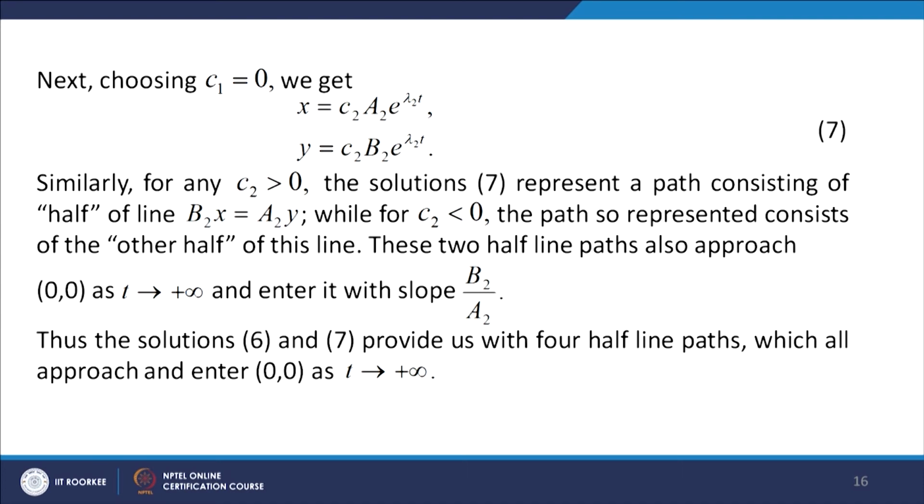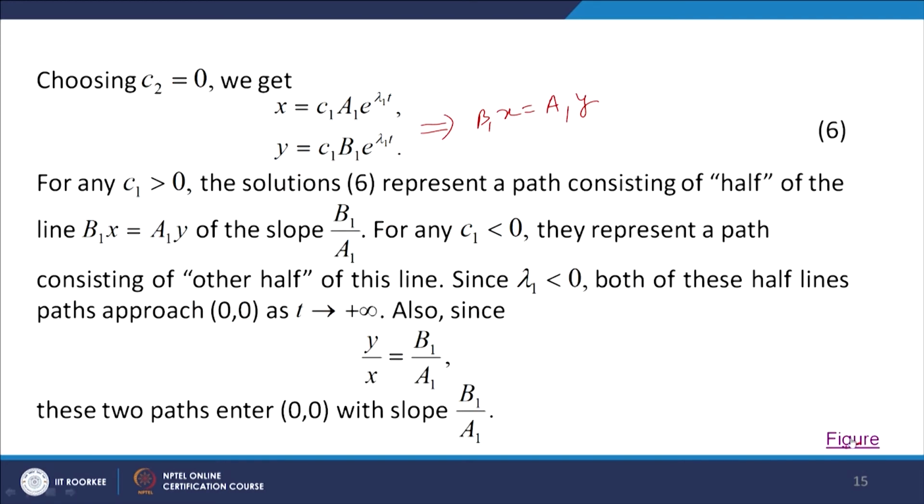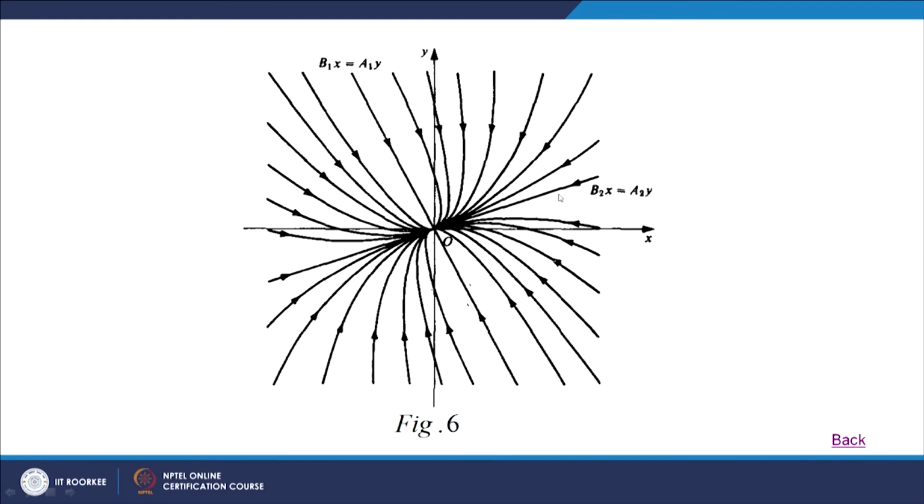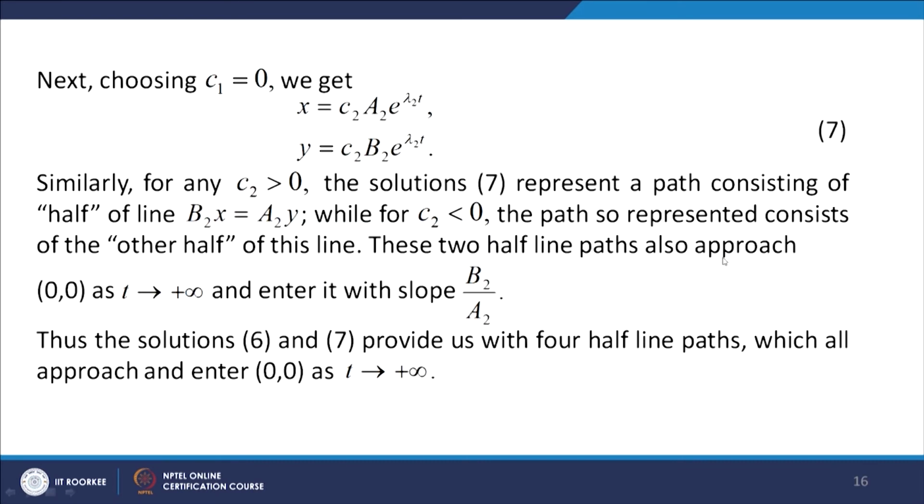When C2 is less than 0, the paths so represented consist of the other half. C2 greater than 0 will give us half of the path, you can see here, this half of the path, b2 x equal to a2 y, this half path, and this is another half path. So, these two half line paths also approach 0 0. Now, let us see again lambda 2 is negative, because we have chosen lambda 1 and lambda 2 to be of the same sign, and that is negative. So, when t goes to plus infinity, x and y go to 0, and therefore, these two half line paths also approach 0 0 as t goes to infinity, and these two half line paths enter with slope b2 by a2.